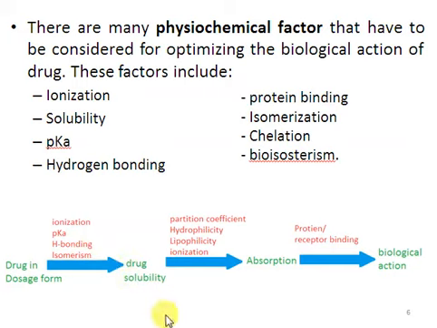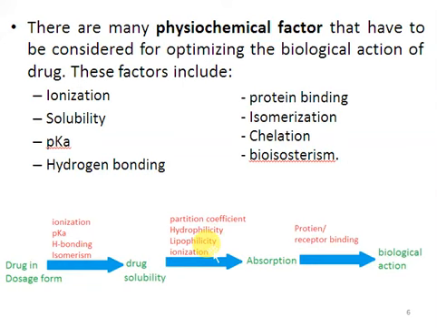So once this drug gets solubilized, it has to be absorbed inside the biological system, right? It has to be absorbed by the cell membrane. How the drug gets through the cell membrane, or how the gas is absorbed into the cell, is determined by the partition coefficient. And the partition coefficient is dependent on the hydrophilicity of the drug, the lipophilicity of the drug, and again the ionization of the drug.